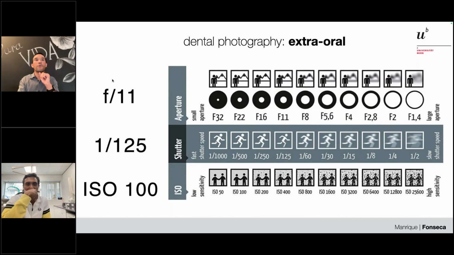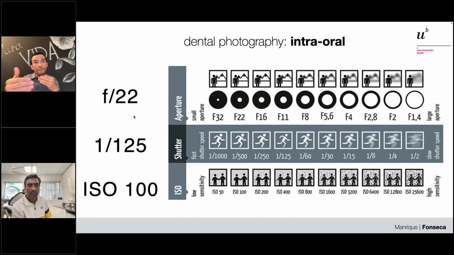Okay, so for extraoral, with the aperture, the f value, we go a little low, to around 11. Shutter speed, intraoral or extraoral, we stay with 1/125, and generally with an ISO 100, you get nice pictures. If we go intraorally, the shutter speed and the ISO stay the same, but you want to have more depth of field, and that is why you go a little up with the aperture, okay? In my case, I even go to f32.